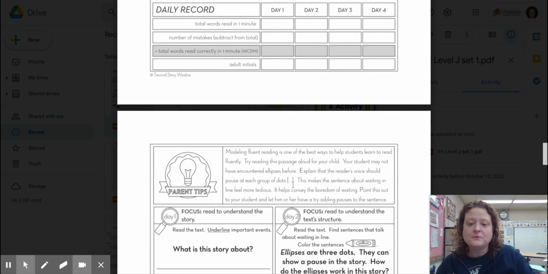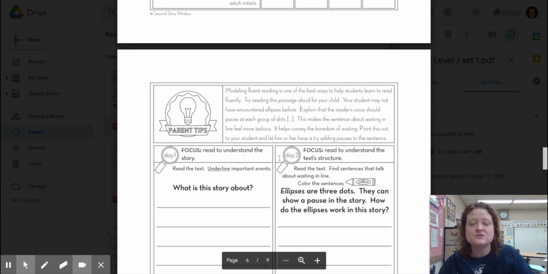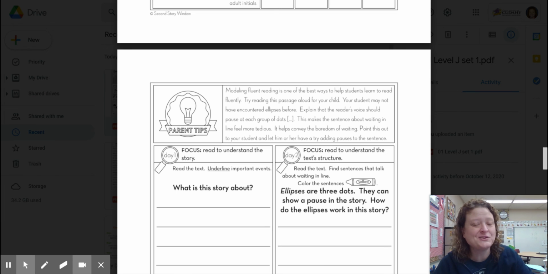One thing to make sure of when the student is answering the questions is that they are answering them completely, and practice using a full and complete sentence. That will help them out with their writing in the future.